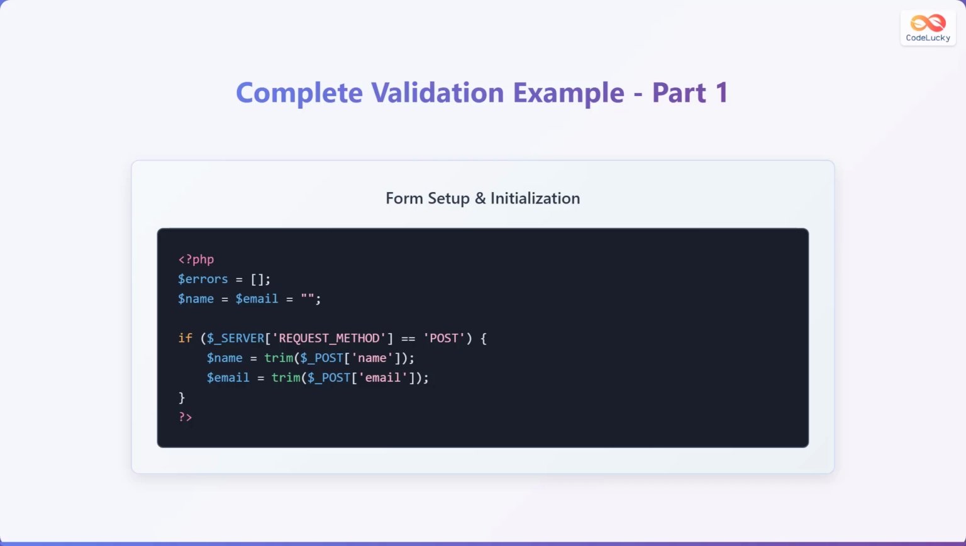Let's work through a complete validation example, starting with the form setup and initialization. First, initialize an empty errors array. Then initialize the name and email variables to empty strings. Next, check if the request method is post. If so, retrieve the name and email from the post array and trim any whitespace.